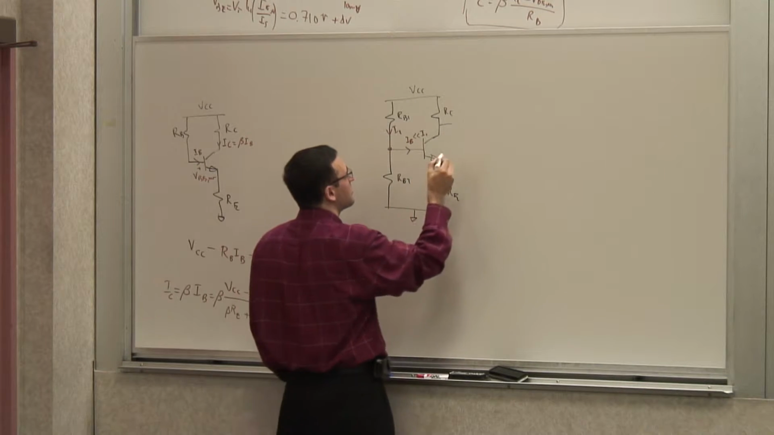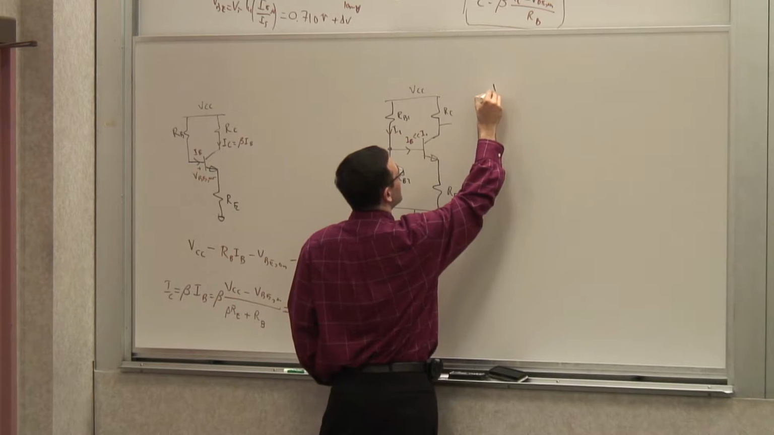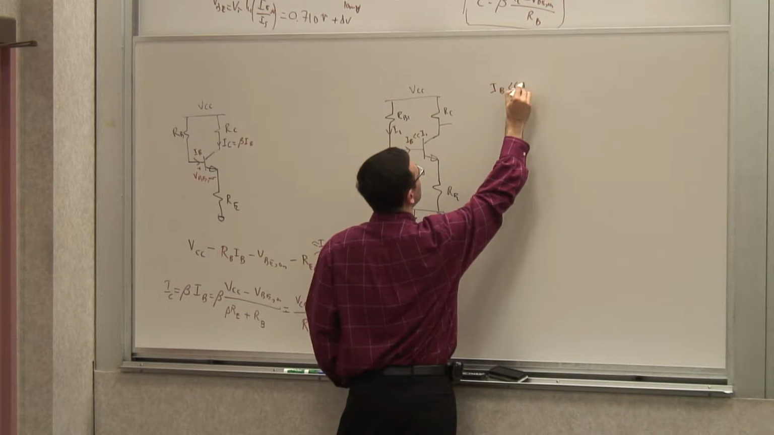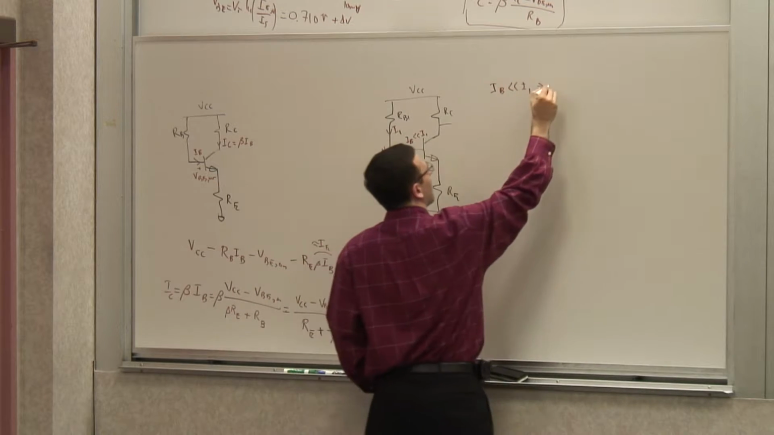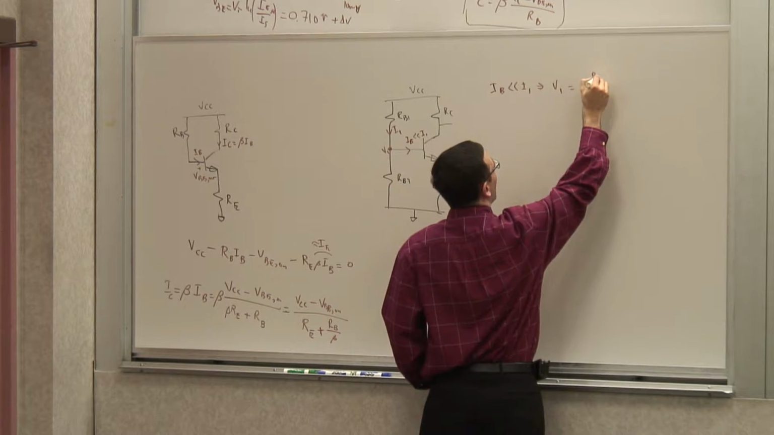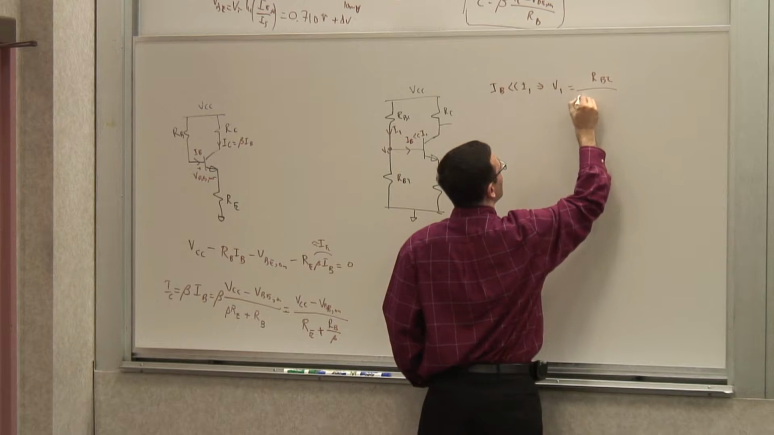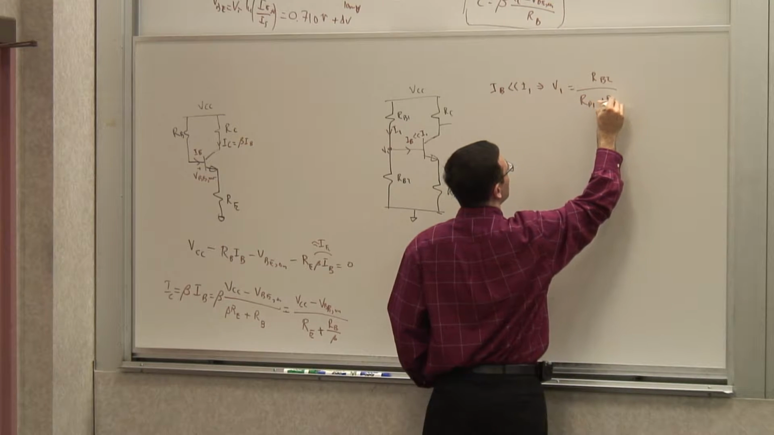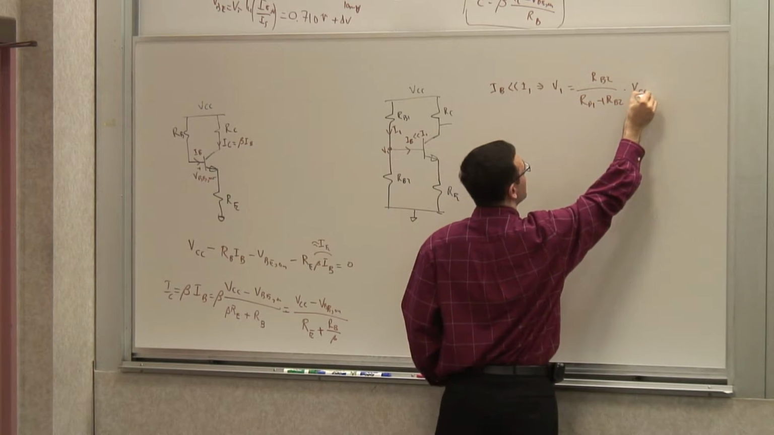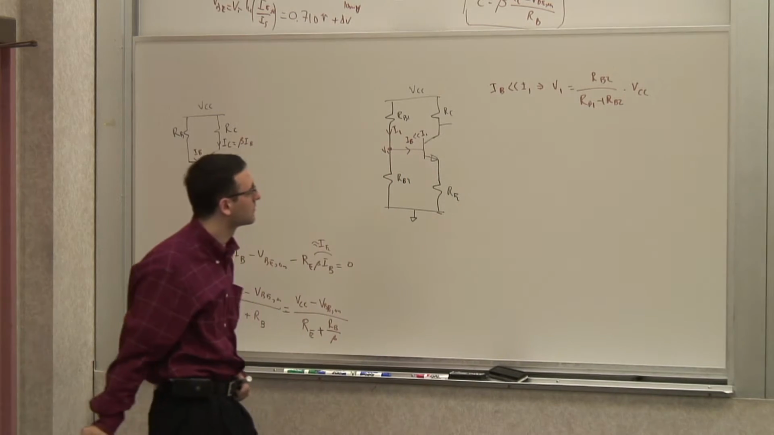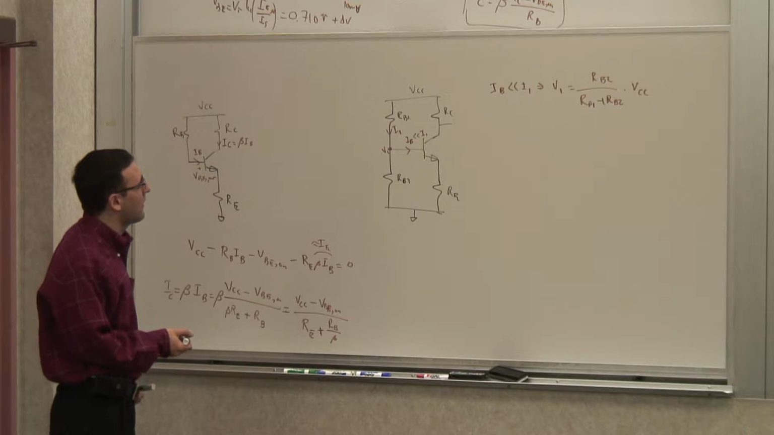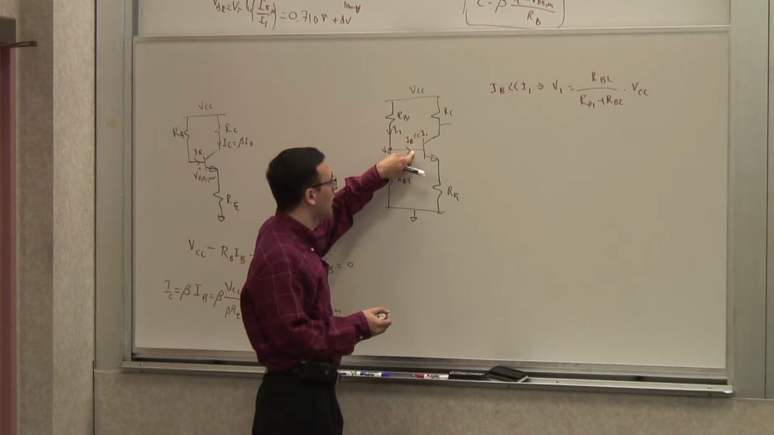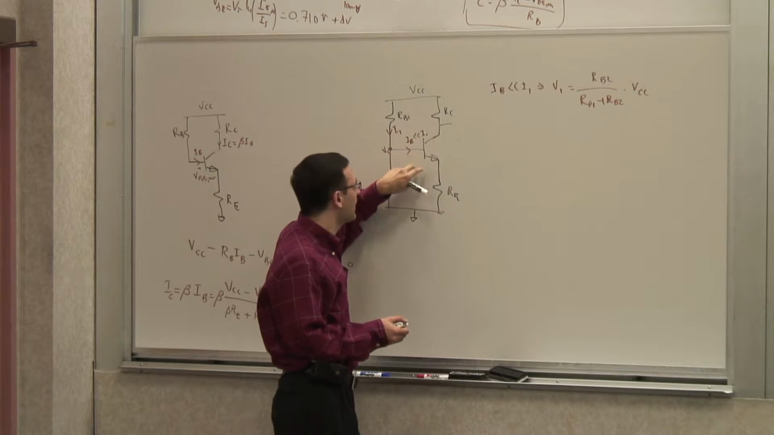It's the voltage divider ratio, right? So for as long as that condition holds, let's call this V1. V1 is going to be RB2 over RB1 plus RB2 times VCC, approximately. And if I know what this voltage is, what can I say about this voltage?